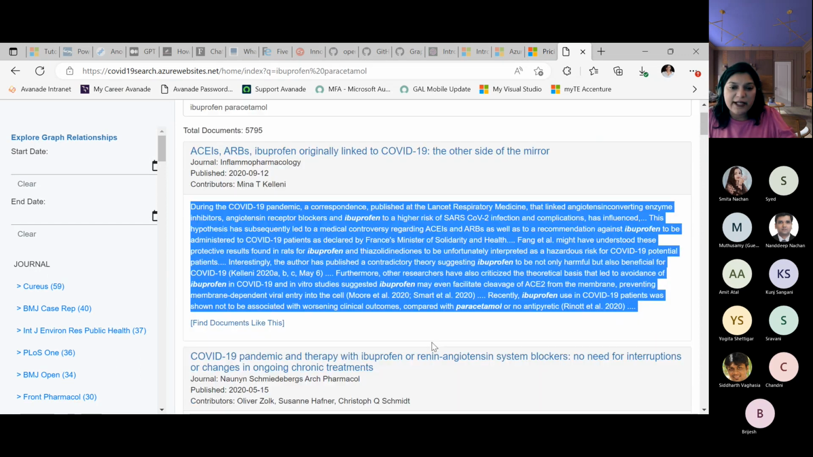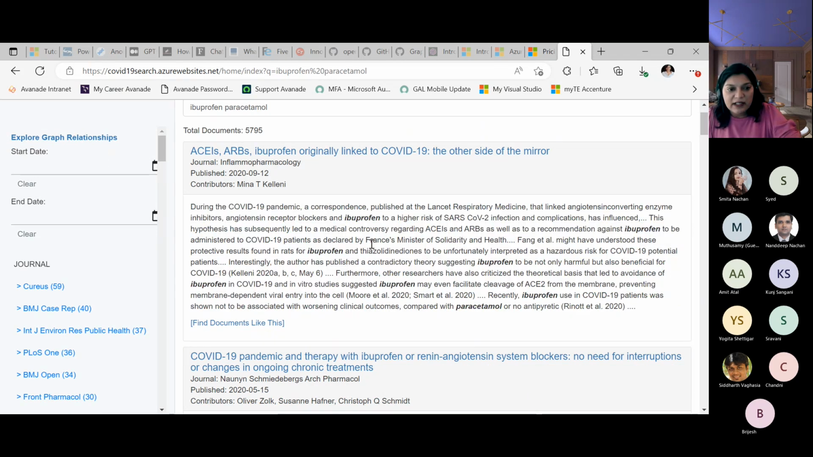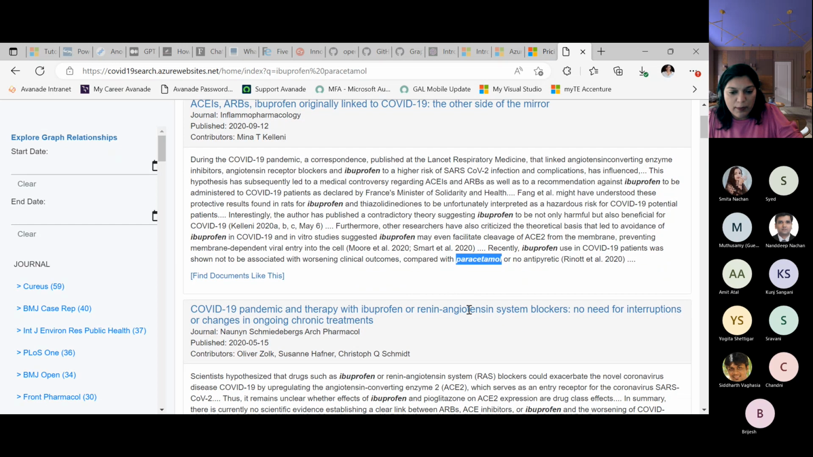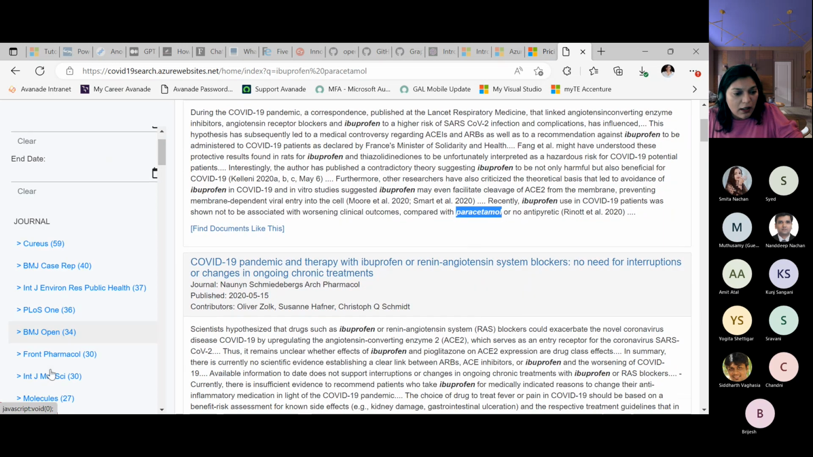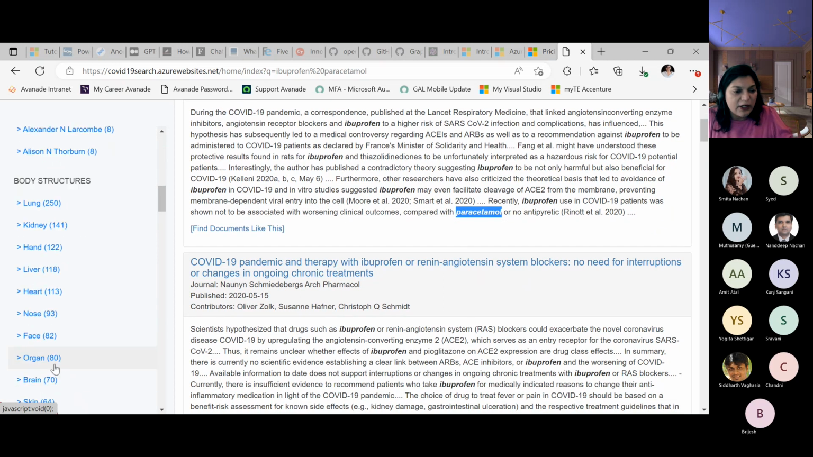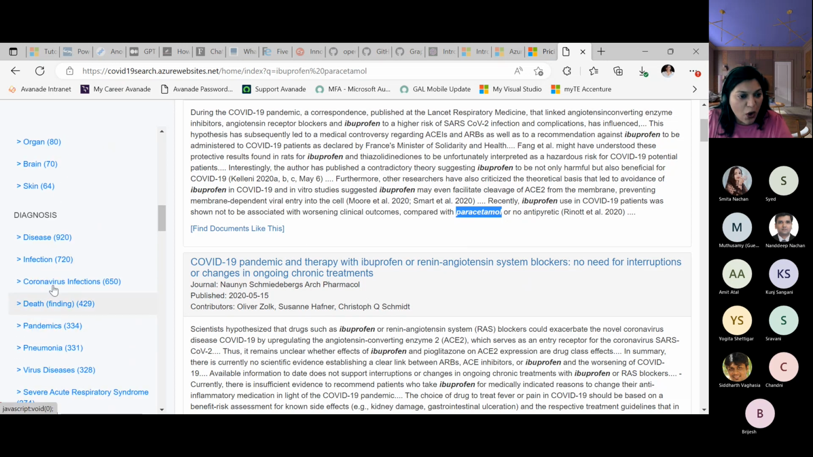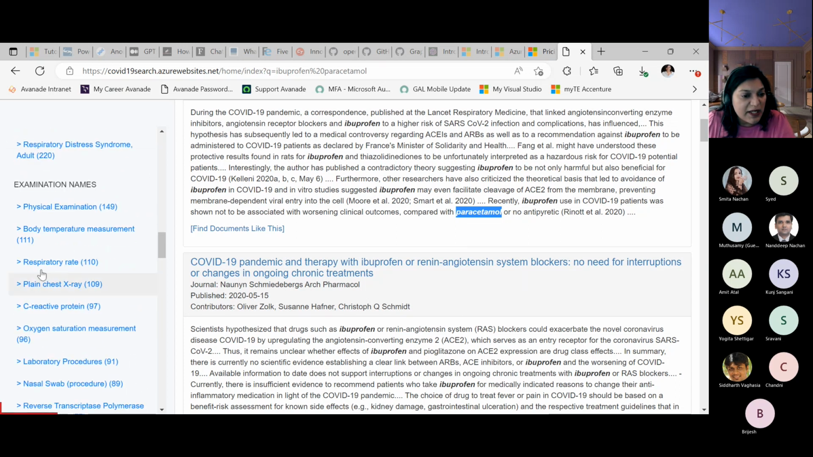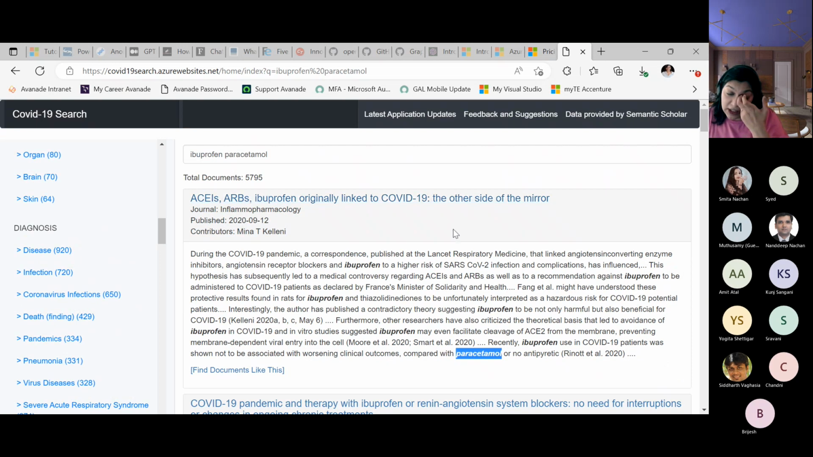It's probably a journal with a lot of text inside it. How do I teach it to identify entities? Ibuprofen is an entity, paracetamol is an entity, or probably, for example, these kinds of diseases. So these kinds of body structures: nose, face, organ, these are all body structures. Paracetamol, ibuprofen are medicines, or infection and pandemic pneumonia, these are the diagnosis. Then the respiratory rate, X-ray, these are examination names. So how do I teach a machine to find these kinds of entities and relationships?